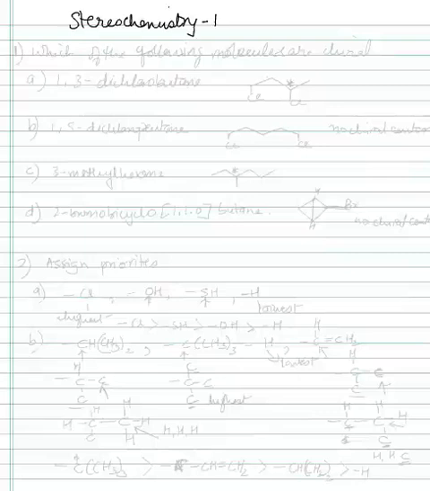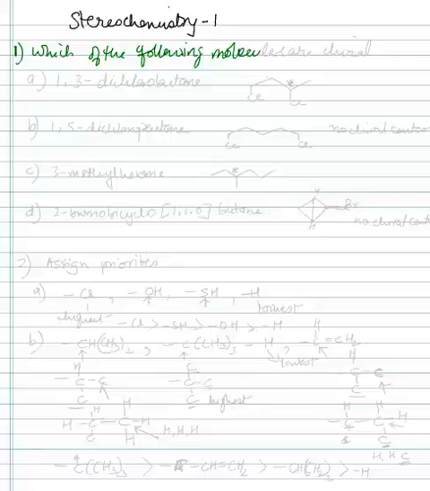Okay, so let's look at some stereochemistry problems. I'll start with the simplest one. Okay, so first, which of the following molecules are chiral? So the first one is 1,3-dichlorobutane. So draw the structure out.